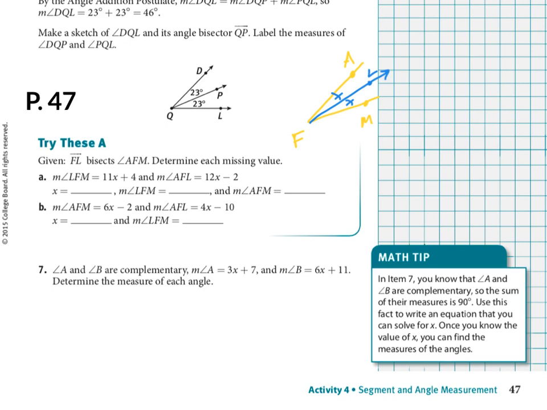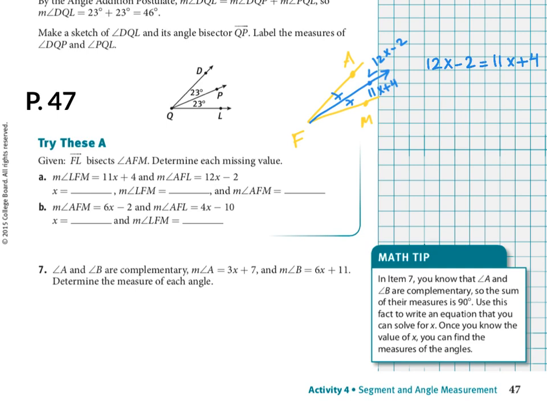Now the measurement of angle LFM, so this part over here, is 11x plus 4. And the measurement of angle AFL, so the top part, is 12x minus 2. Now I know that those two angles are congruent. So can I set those two expressions equal to each other and find x? Yes, I can. So let's set 12x minus 2 equals 11x plus 4.